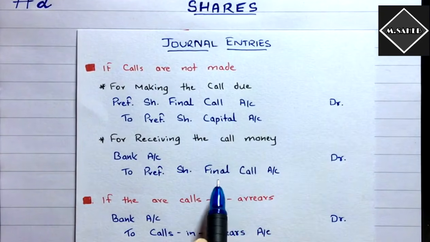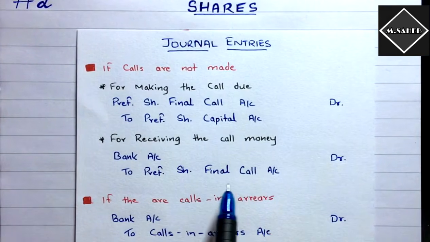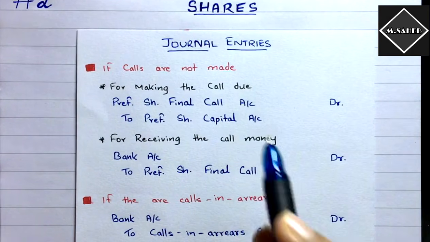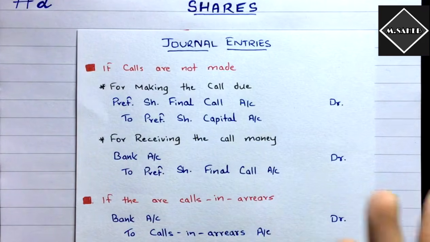Here we receive the money. So debit is equal to credit. The account is closed off. Bank account debit to preference share final call account. We have received the money on account of final call. Simple. So this is what you have to do if calls are not made. It will be given to you in the question.